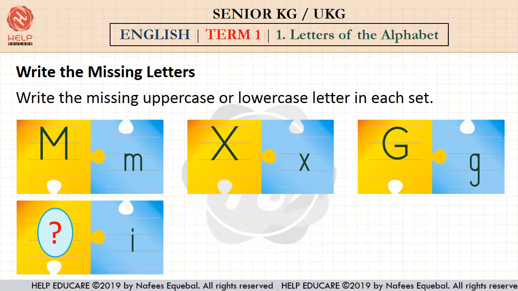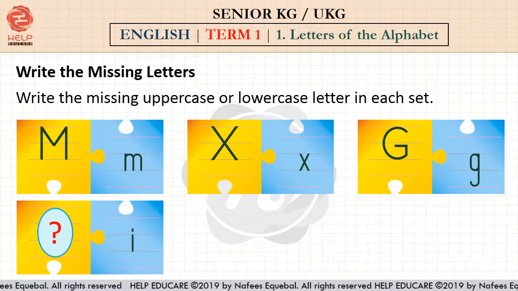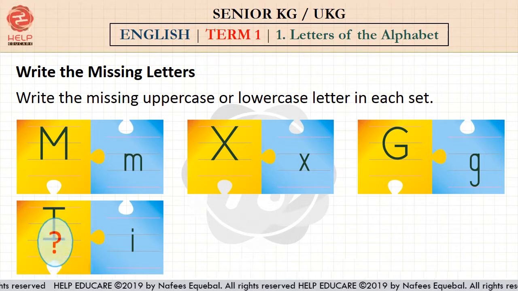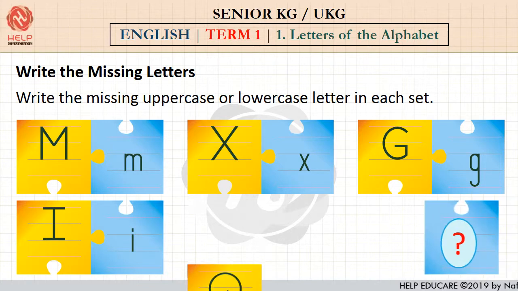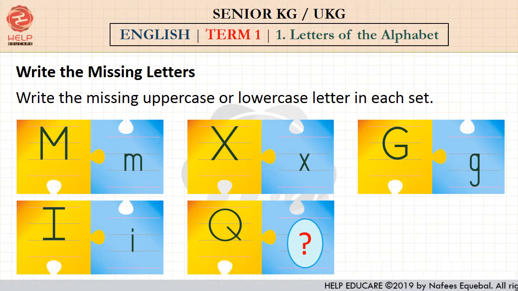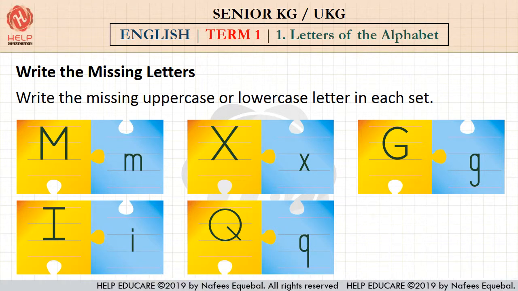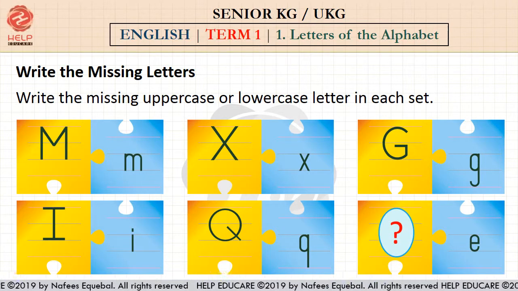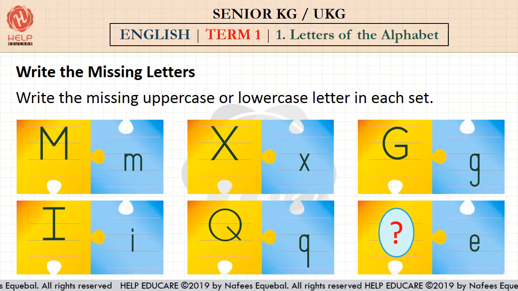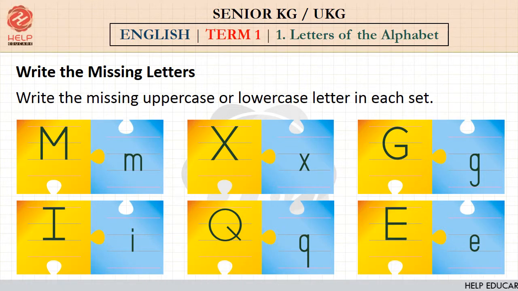Here, letter I is given in lowercase. Students, what do you think? Right. The missing letter will be letter I in uppercase. Now, letter Q is given in uppercase. Therefore, we will put letter Q in lowercase here. In this last set, letter E is given in lowercase. Therefore, letter E in uppercase should be at missing place.